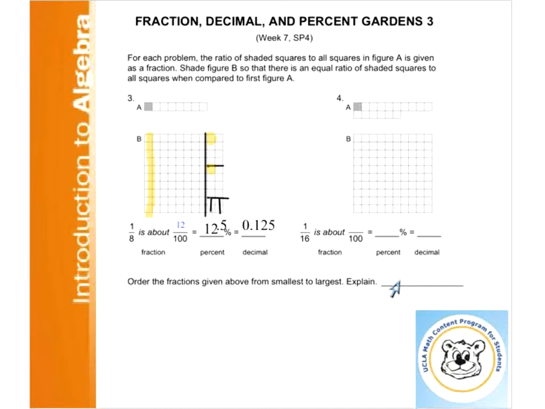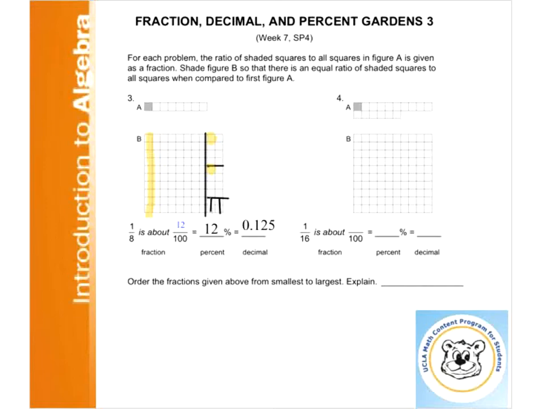Any questions or comments? Helen says, do you think students have trouble going from 12.5 to 0.125? I think so. Again, for the sake of discussion, I wanted us to look at it and figure out the exact equivalence for 1/8. But I think with the students, it's okay to just say it's about 12%, about 0.12.